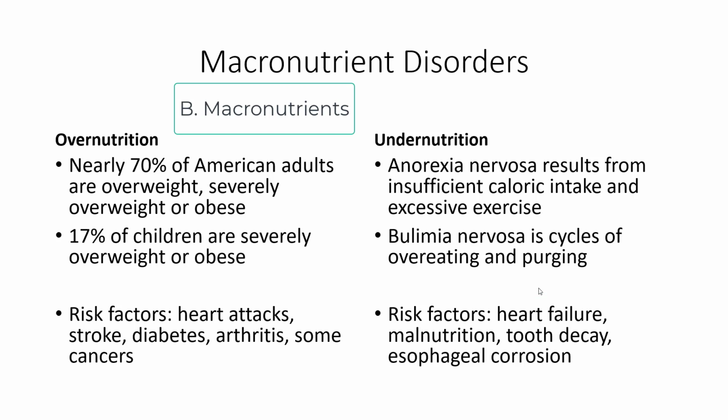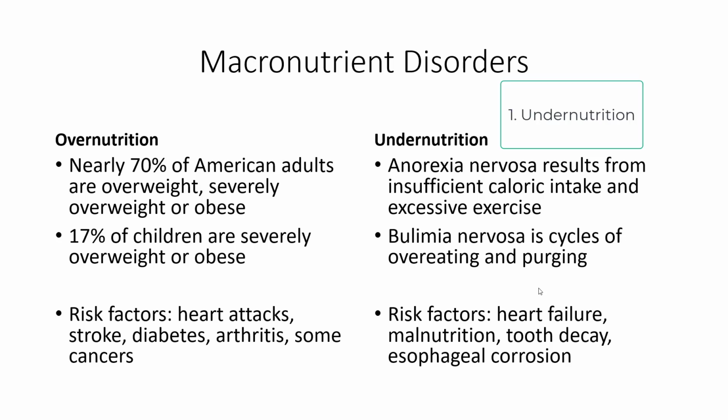Macronutrient disorders here, we've already looked at overnutrition, which affects nearly 70% of American adults and 17% of children. This includes some risk factors such as heart attacks, strokes, diabetes, arthritis, and certain types of cancer. But we're also looking here at undernourishment. So undernutrition is in two forms here. First off is anorexia nervosa, resulting from insufficient caloric intake and excessive exercise. And this can be somewhat of a nervous disorder and can be very cultural. There's also bulimia nervosa, which includes cycles of overeating and then purging, often by vomiting.